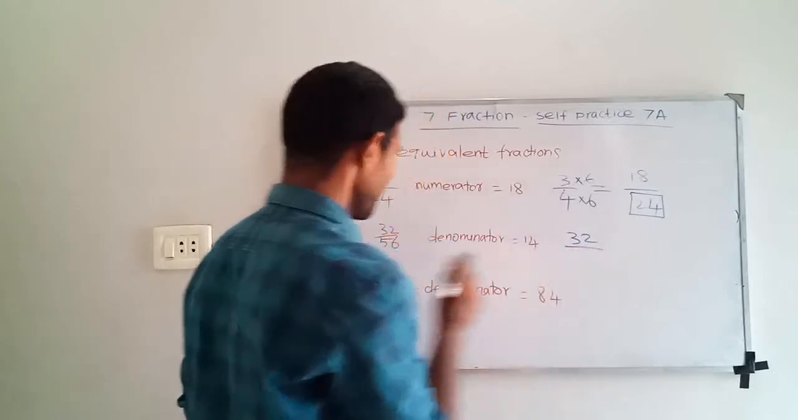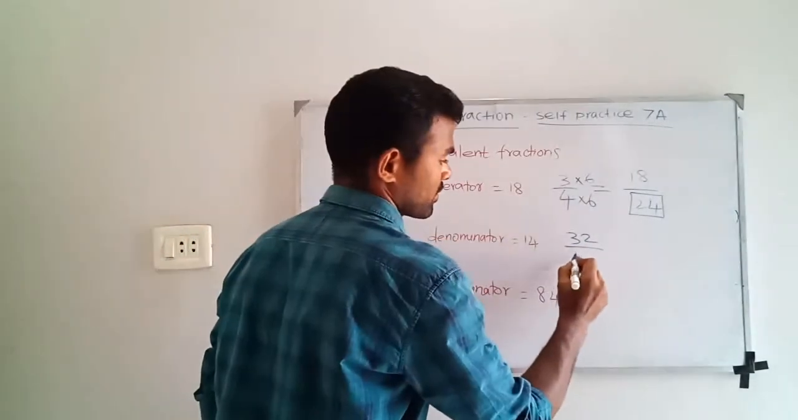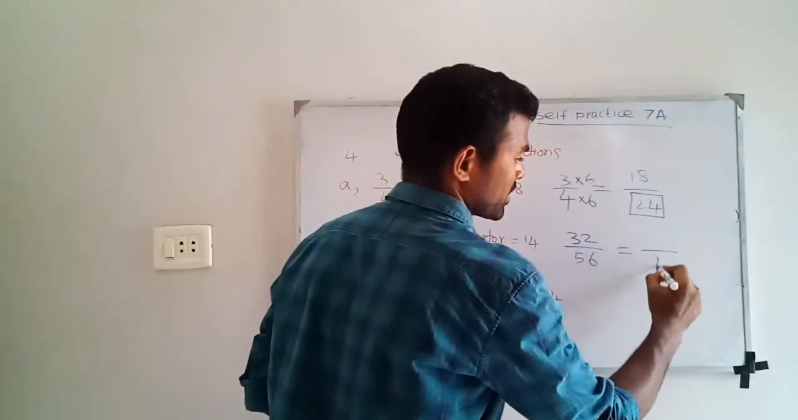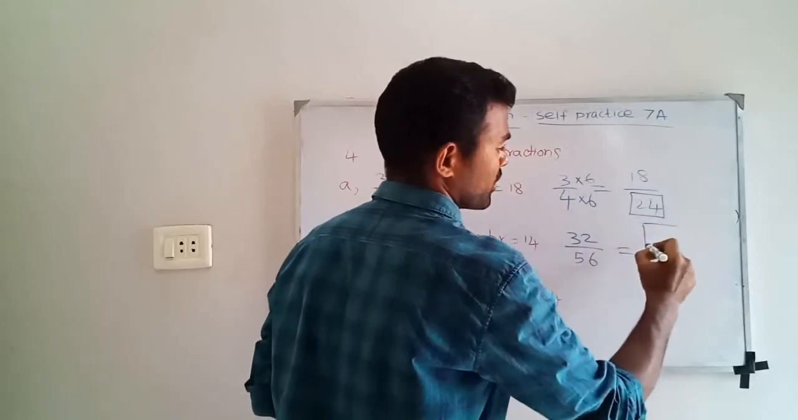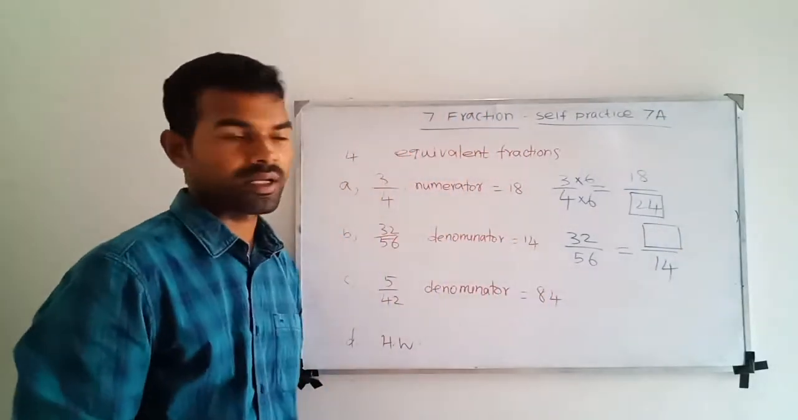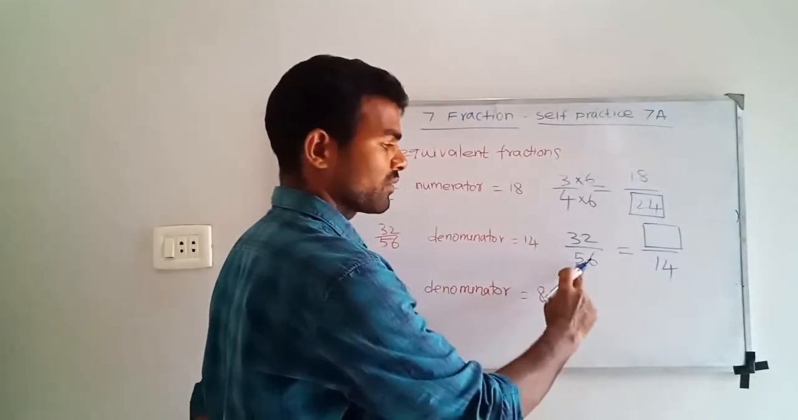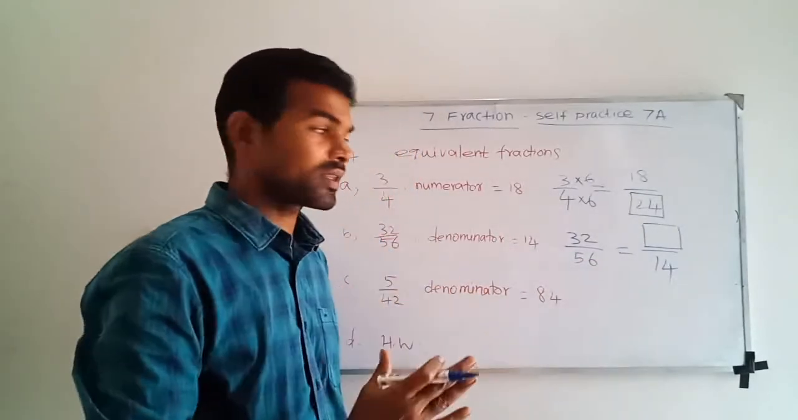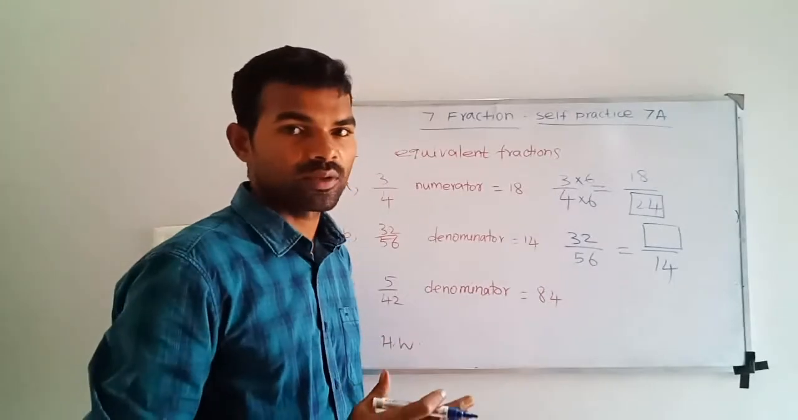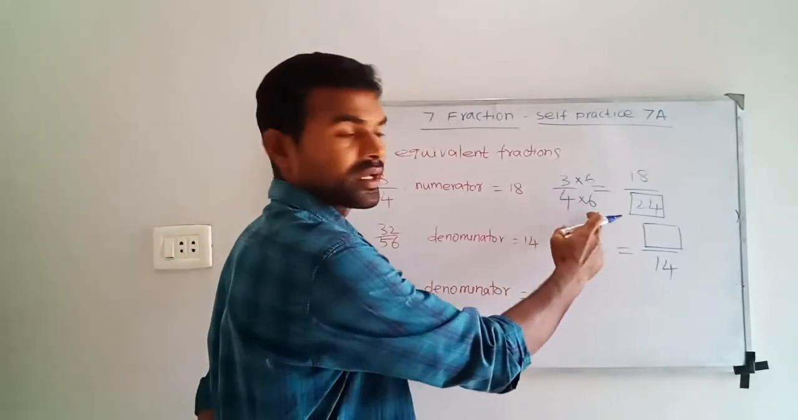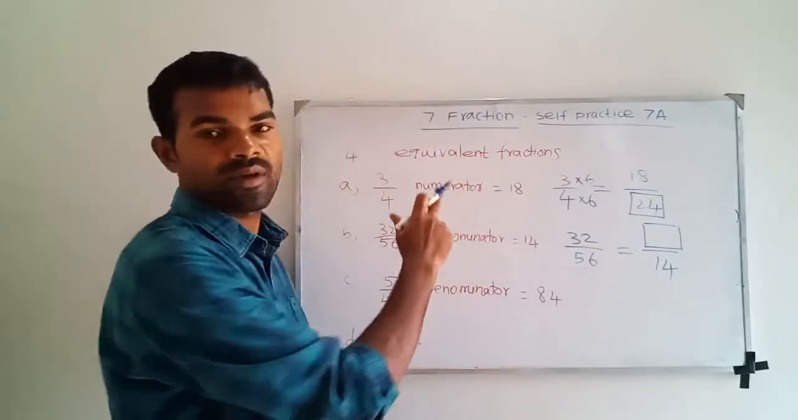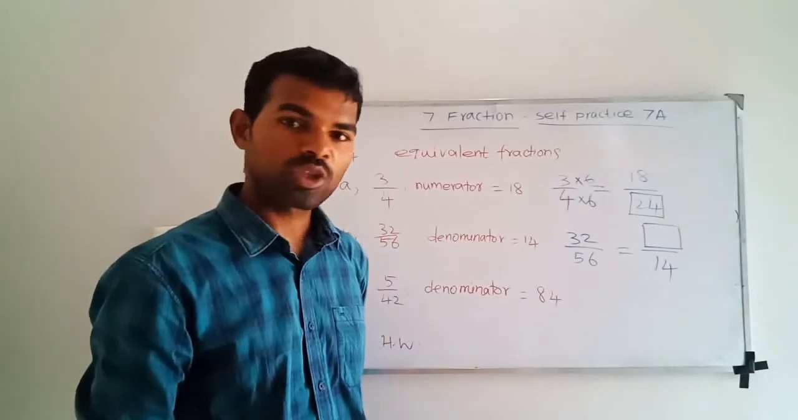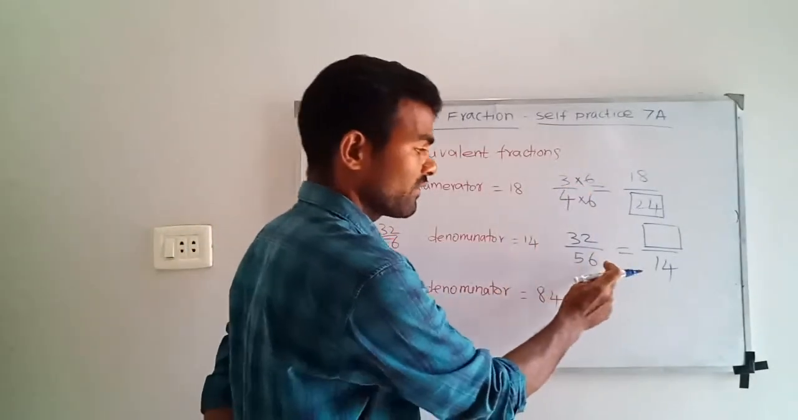32 by 56 equal to, see, denominator 14. Denominator is 14. We have to find the numerator. So how can we get 14 from 56? 56 is a big number and here is a small number. So we can get 14 by dividing only. Here we are multiplying. Here we can divide. So we can get the equivalent fraction either by multiplying or by dividing. Both methods we can use. Here if you divide only you get 14.